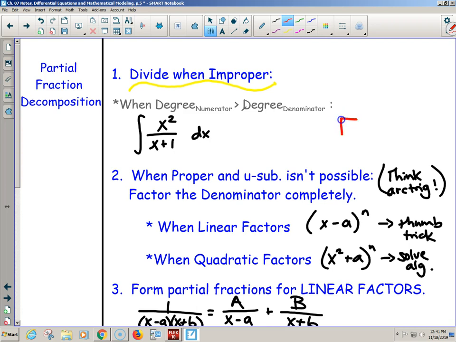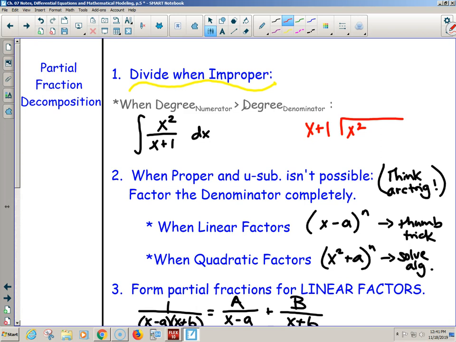You say? It's top heavy. Well, it doesn't look top heavy, but the degree on top is higher. Guess what, guys? This is some sort of linear something. It's a x squared over x plus 1, so it's a linear something. If you divide, let's figure out what that linear something is. It'd be a lot easier to integrate a linear something than that weird rational something.